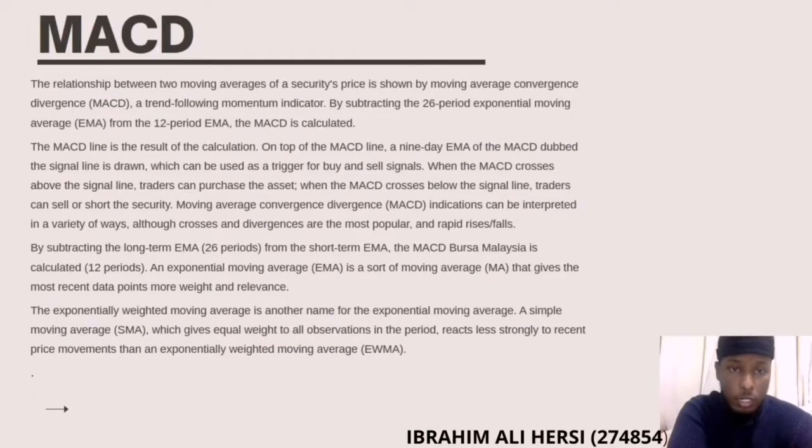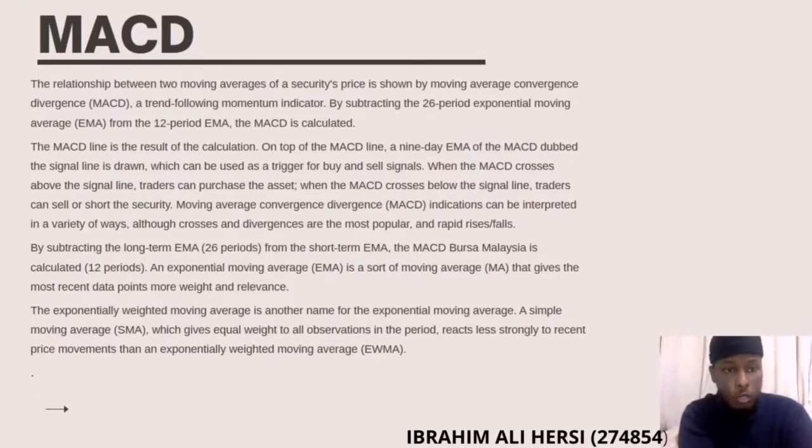which can be used as a trigger for buy and sell signals. When the MACD crosses above the signal line, traders can purchase the asset. When the MACD crosses below the signal line, traders can sell or short the security. Moving average convergence divergence indications can be interpreted in a variety of ways, although crosses, divergence and rapid rises and falls are the most popular.